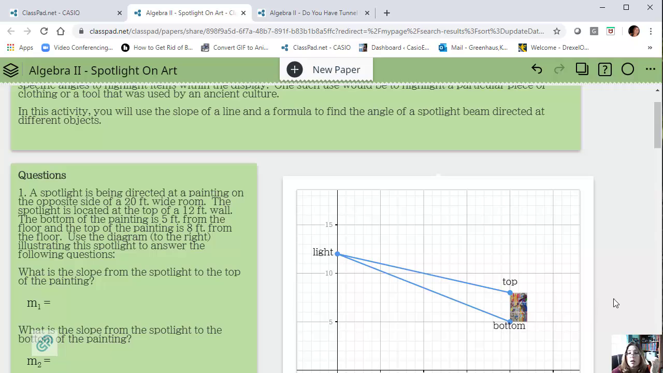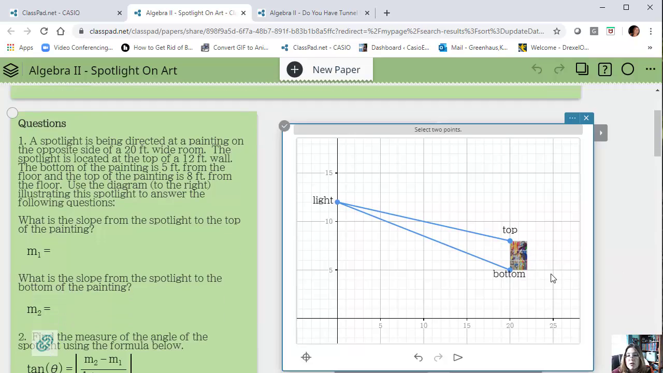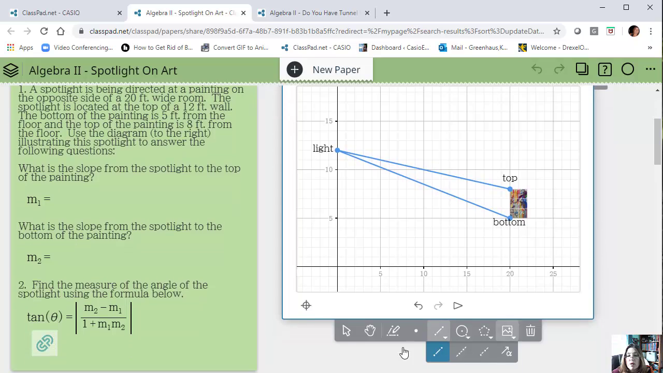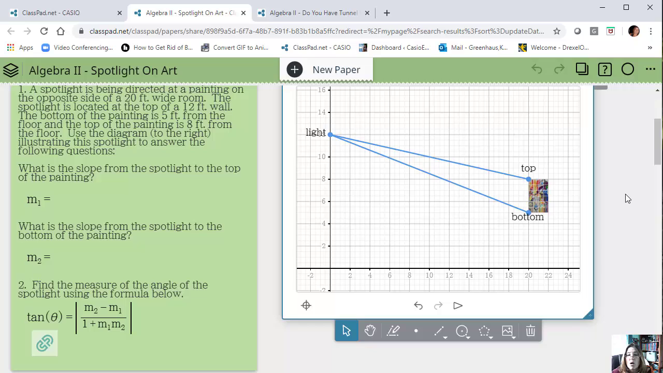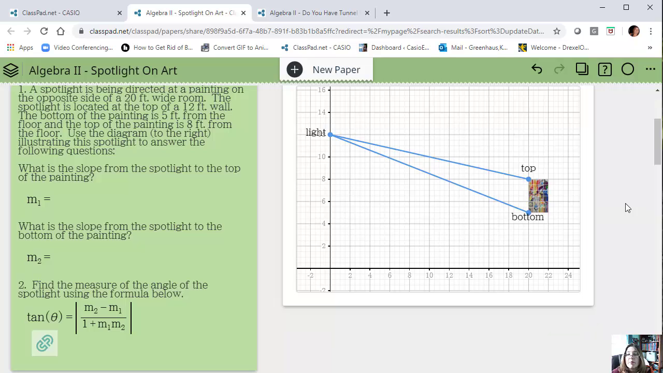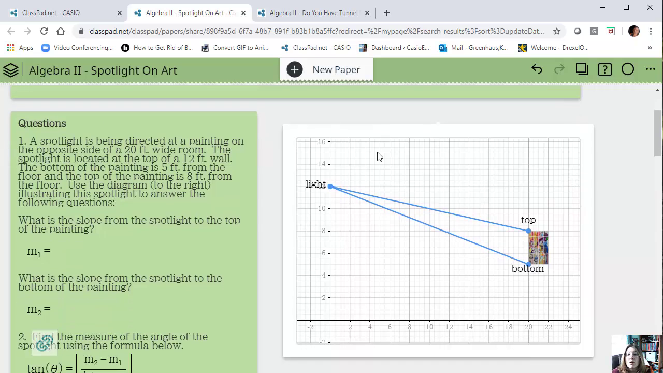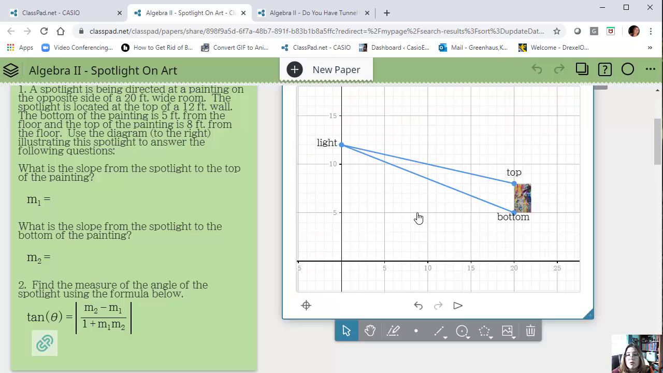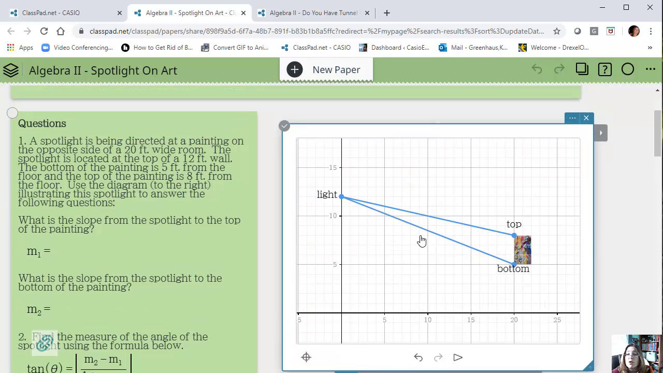Here's where Classpad has a nice ability to add pictures in. So we've added a simulation of a picture, just a little art picture. You can zoom in if you want so you can see it better, but you don't have to. Or zoom out, I guess. But what I've done, you'll notice, is I've added a grid. I'm going to zoom back out because I liked my grid a little better. The grid helps me visualize what's actually happening.